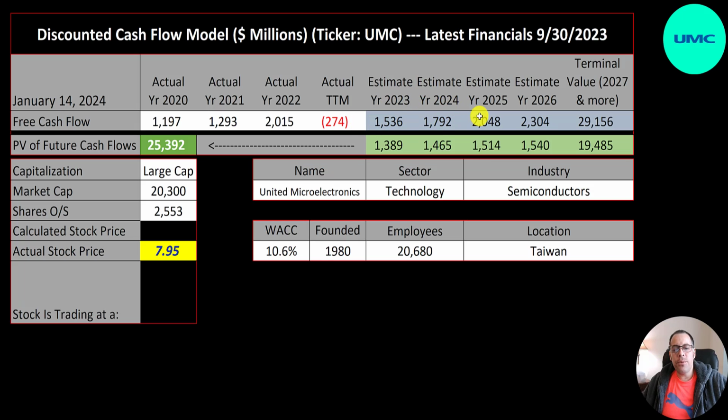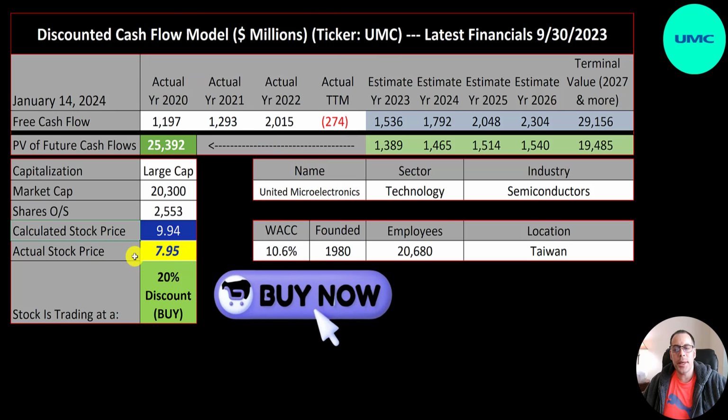We estimated 4 years of future free cash flows. We also estimated the terminal value, which is all cash flows past year 4, that's 29 billion. We discounted the numbers back to today's weighted average cost of capital. We get a value of the company of $25 billion. We divide that by 2.6 billion shares. And we get a calculated stock price of $10. They're trading at $8, so they're trading at a 20% discount. It's a buy according to the model.